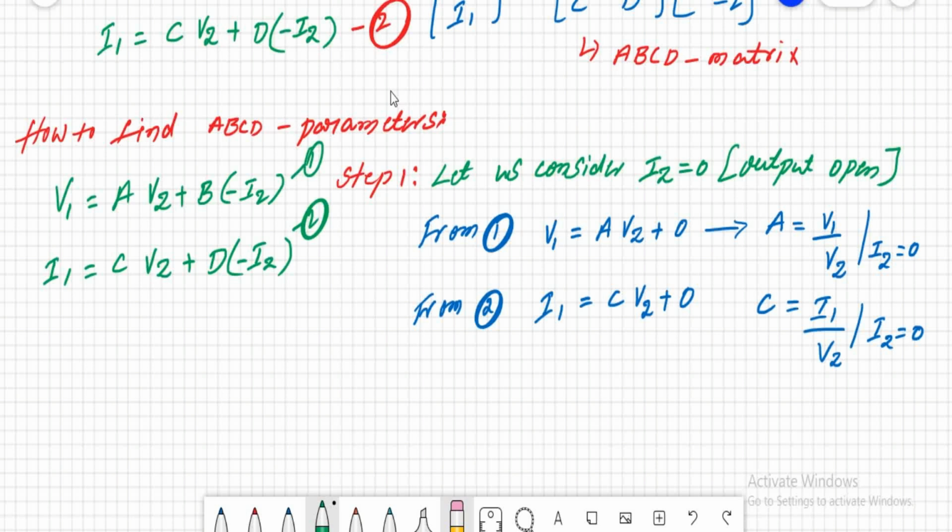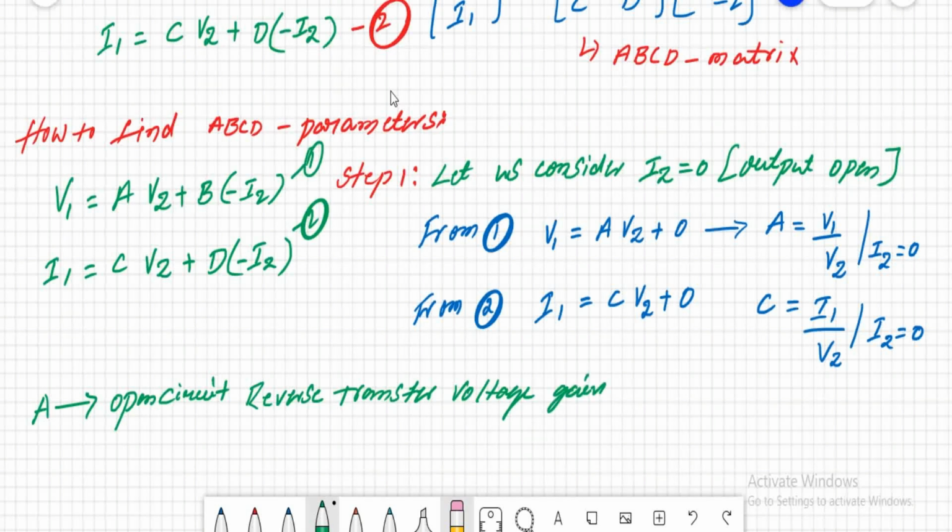So what is A? A is nothing but a ratio of two voltages. So A is the open circuit reverse transfer voltage gain. Open circuit, reverse transfer voltage gain.